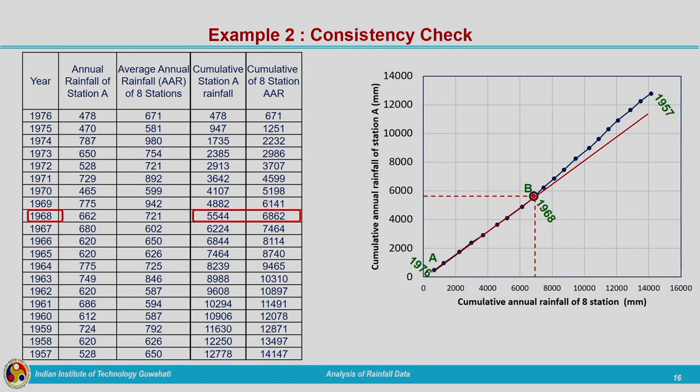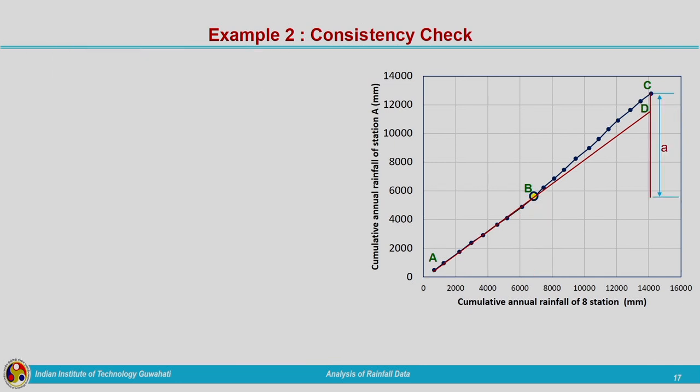So we need to correct the data before 1968. We are assuming that from 1976 to 1968, the data is correct and inconsistency started from the year 1968. So after finding out the correction factor, we will be correcting the data corresponding to the years 1968 to 1957. Let us name these points ABC because we need to calculate the slopes corresponding to these two lines. We need to find out the ordinates A, B and X.